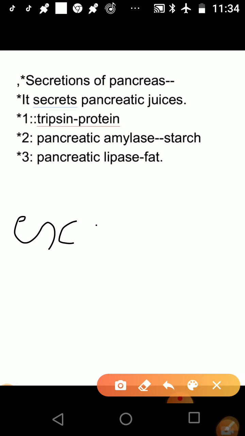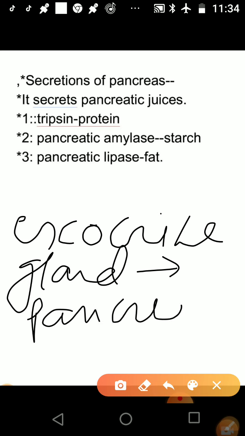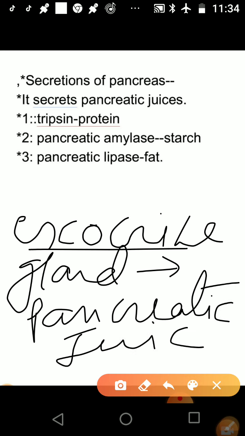Exocrine gland. Exocrine means they release pancreatic juices. So this is the exocrine part of the pancreas. So the pancreas is the second largest gland. This is also an accessory gland and also helps in further digestion.